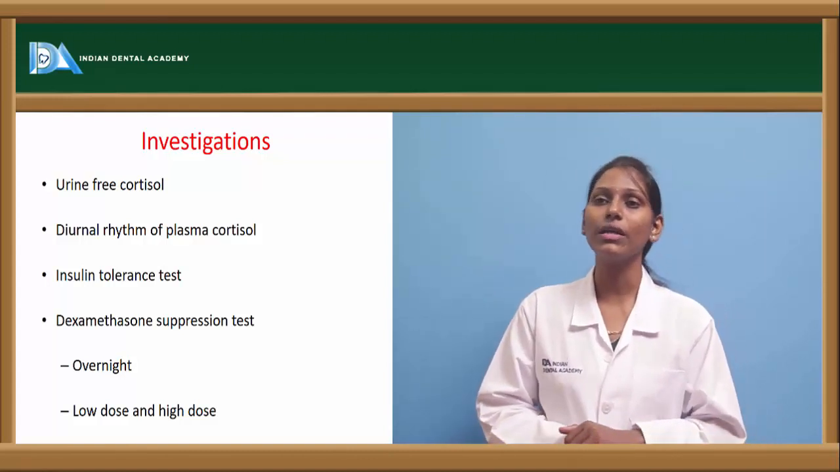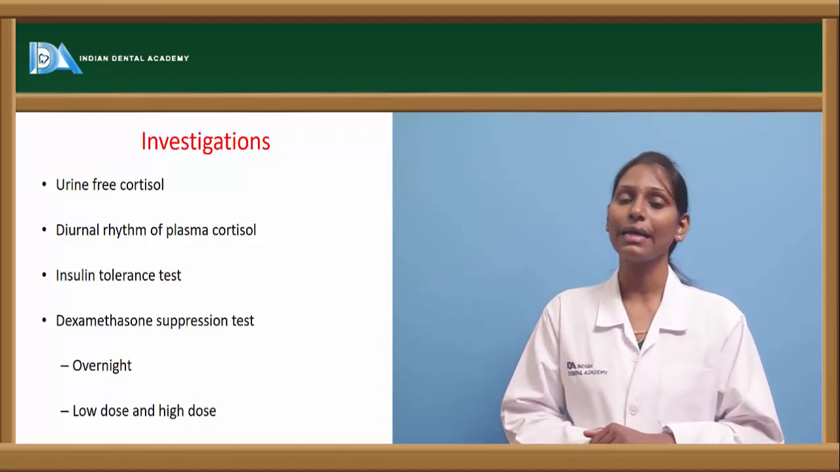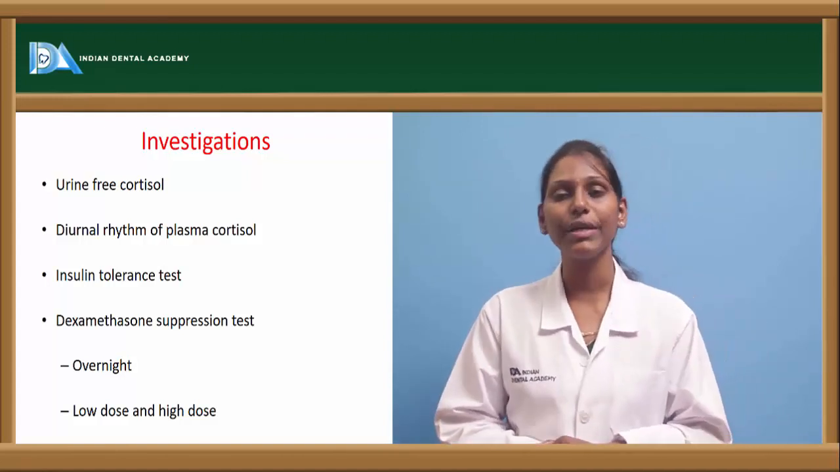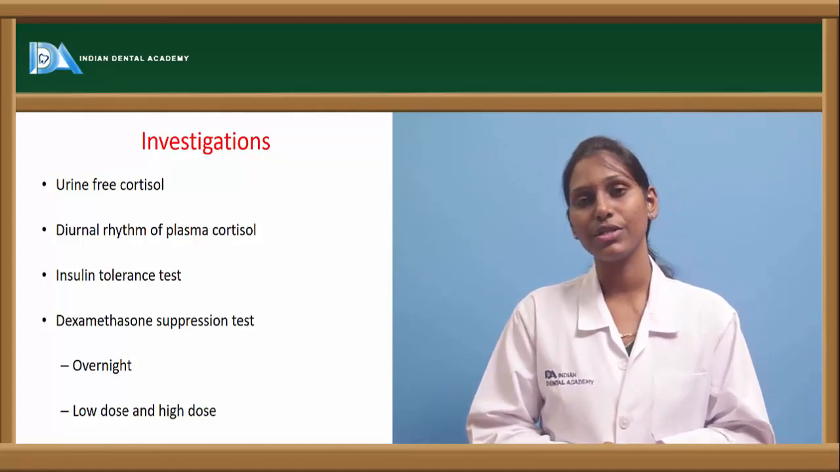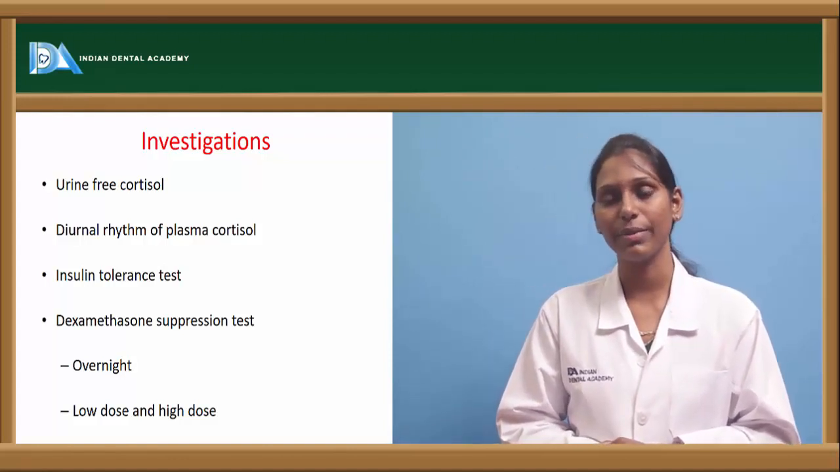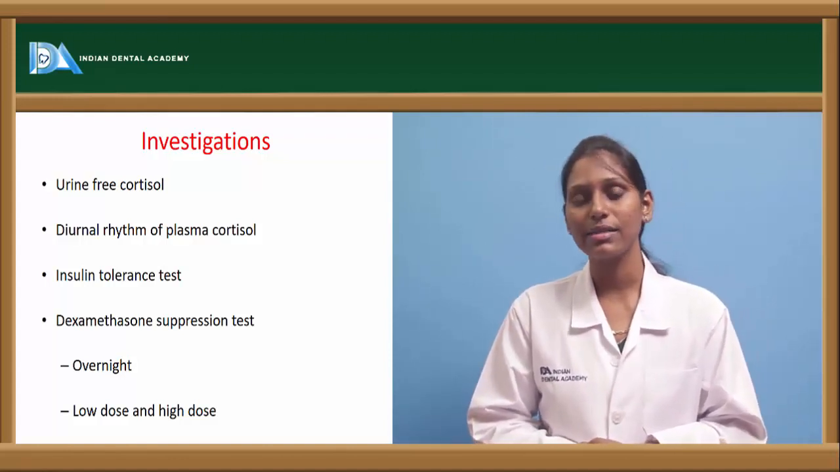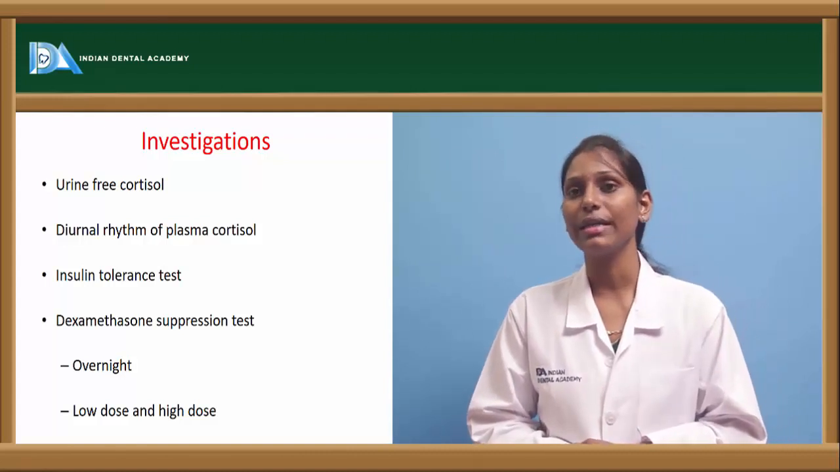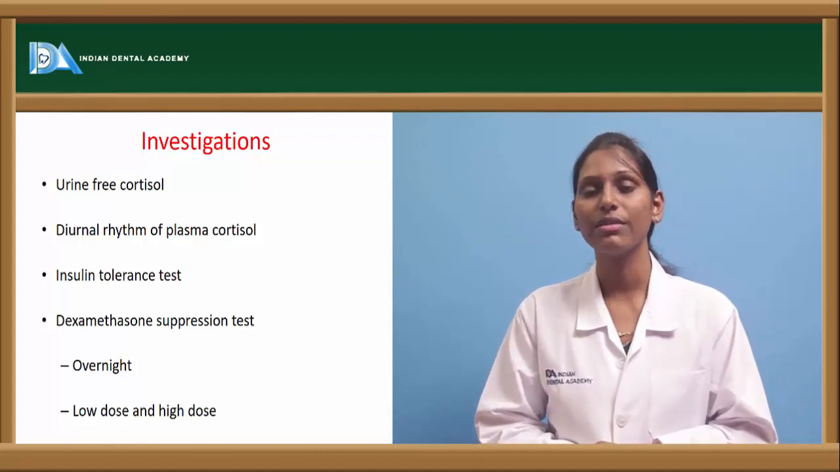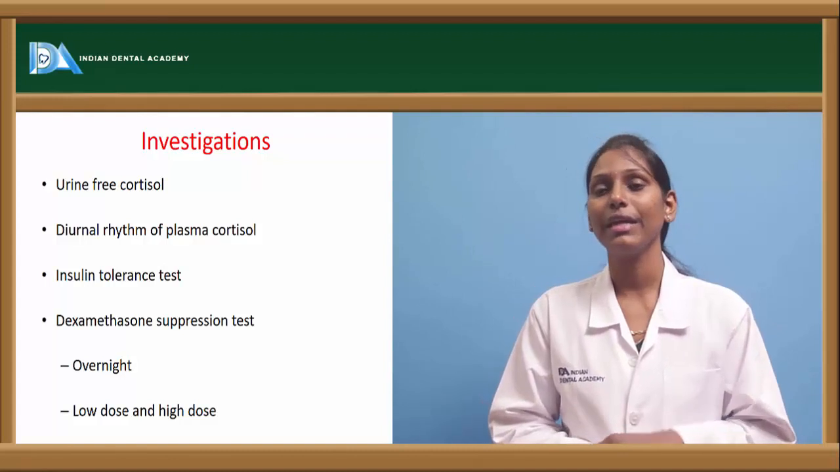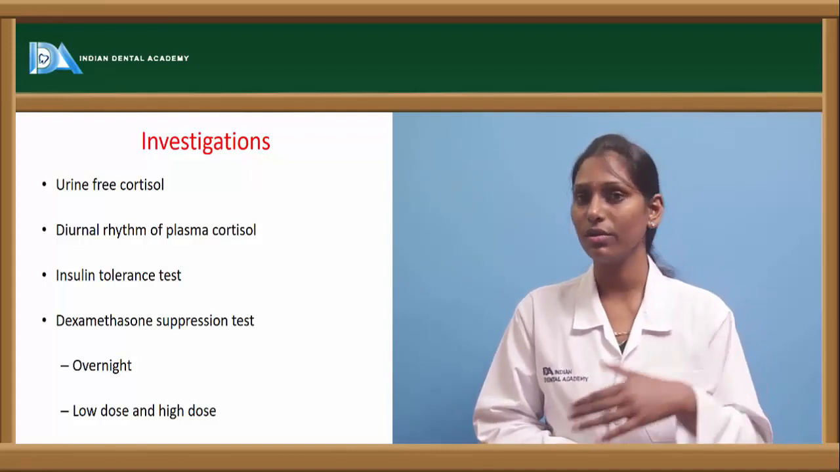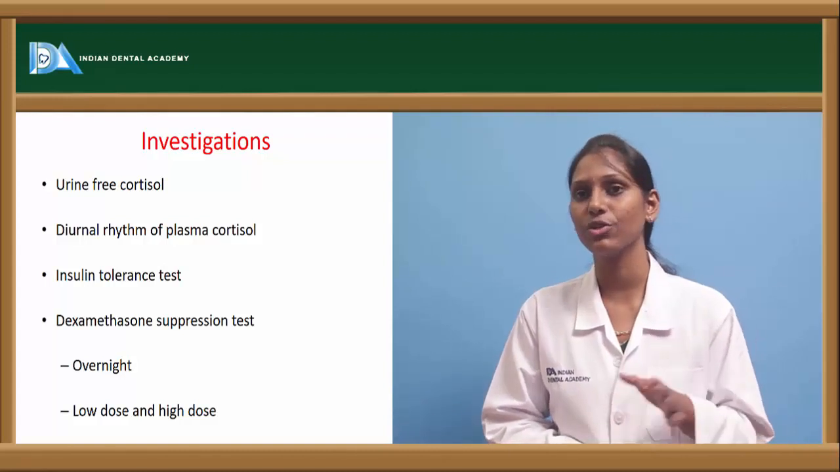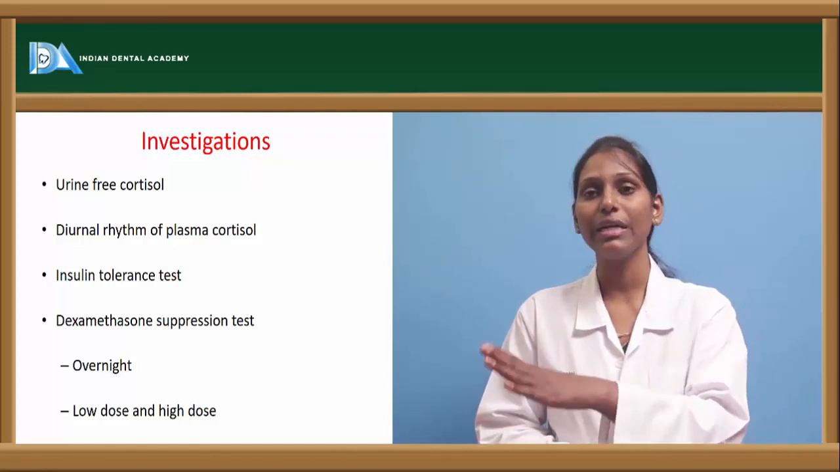And we have something called the dexamethasone suppression test, which can be an overnight dexamethasone suppression test, low dose dexamethasone suppression test, or high dose dexamethasone suppression test. What is the overnight dexamethasone suppression test? We give the patient dexamethasone the previous night and ask the patient to fast all through the night, and check at 8 a.m.